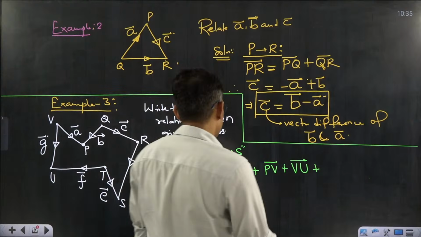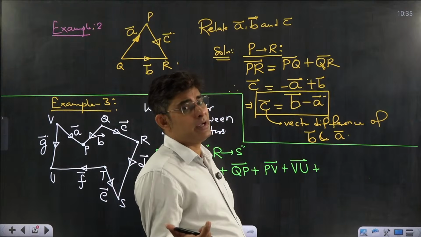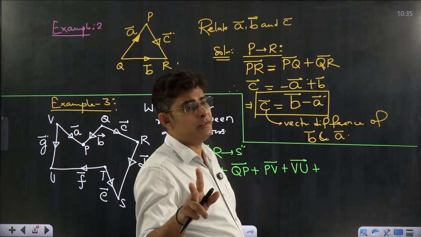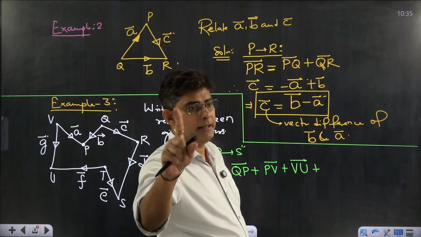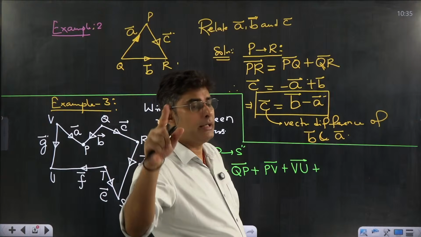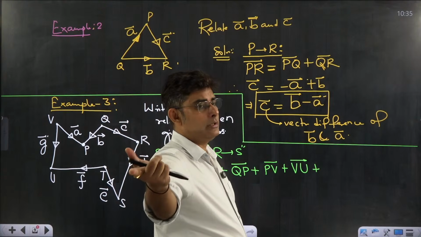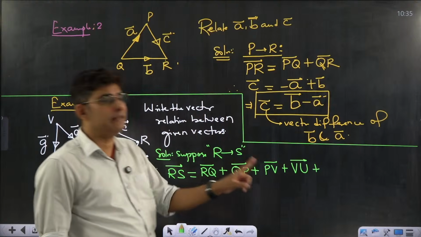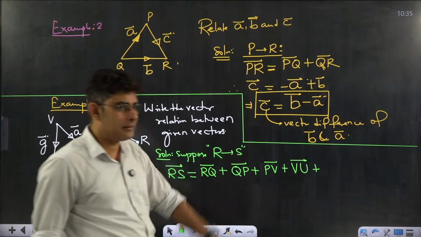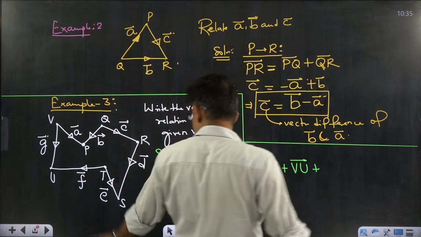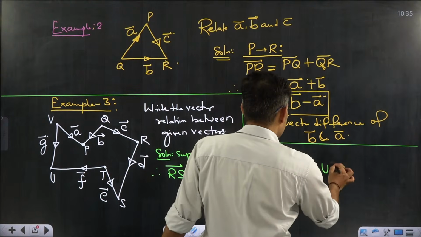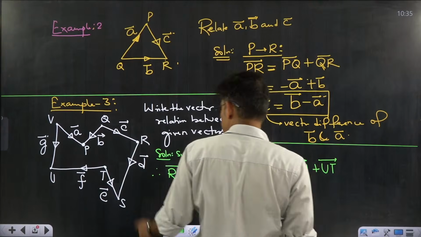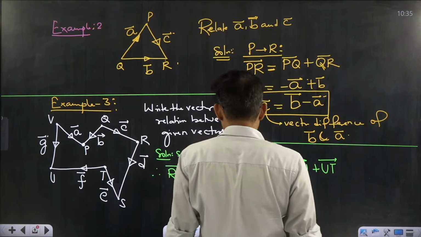So RQ plus QP plus PV. And why am I saying vectorially the same again and again? Because between 2 points there is only one displacement possible, and displacement is a vector quantity. You can have infinite distances, but displacement is only one. So every path is vectorially the same. That's why I am adding vectors. So VU, plus you have UT, still you have not reached. From T you will come to S.